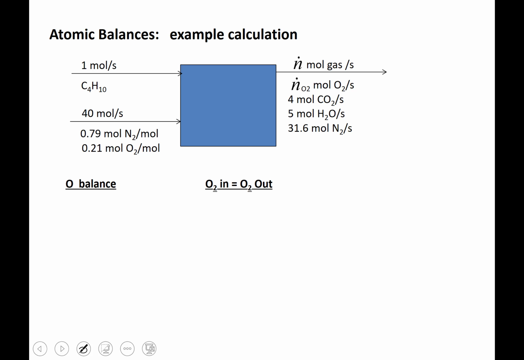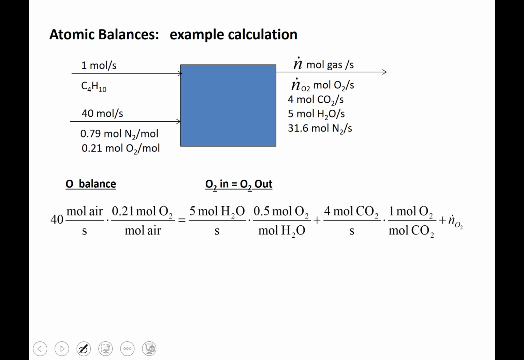So now we're ready to tackle the oxygen balance. O2 in is equal to O2 out. We can leave it as O2. On this one I opted to leave it as O2. This is pretty straightforward. We have 21 moles of oxygen per mole of air.